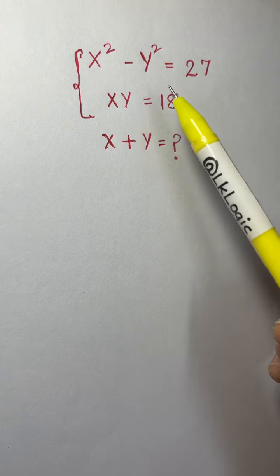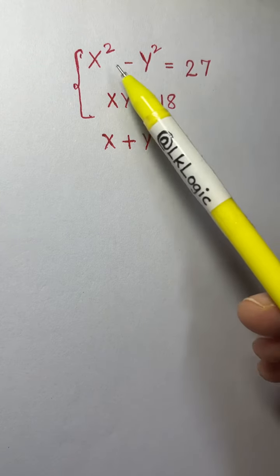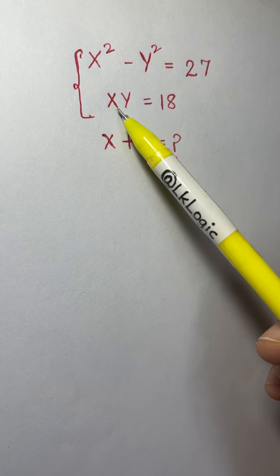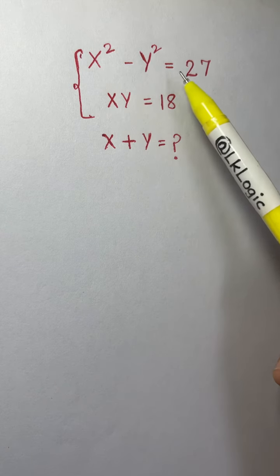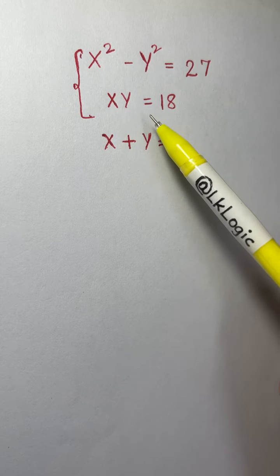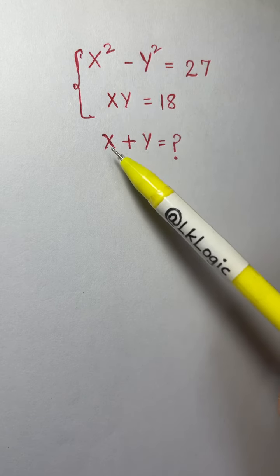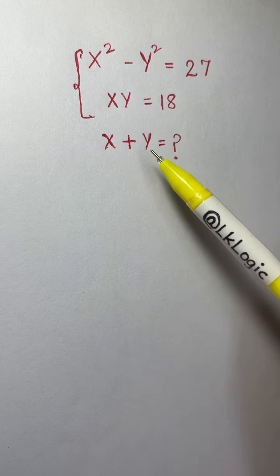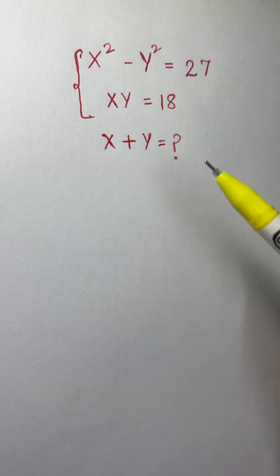Here I have a nice pair of algebraic equations. One is quadratic, another one is linear. x square minus y square equals 27 and xy equals 18. So I'm going to show you two methods to solve this. You have to solve for x plus y. So how are we going to do that?